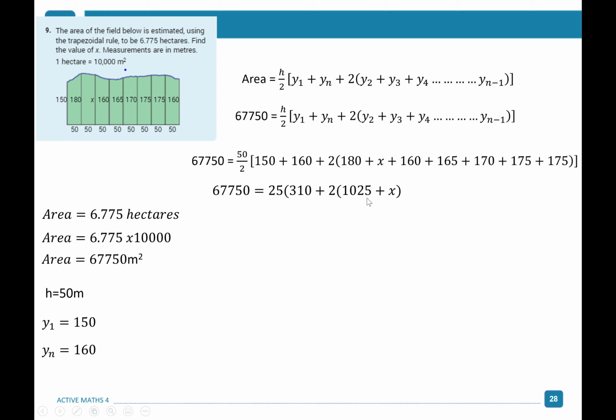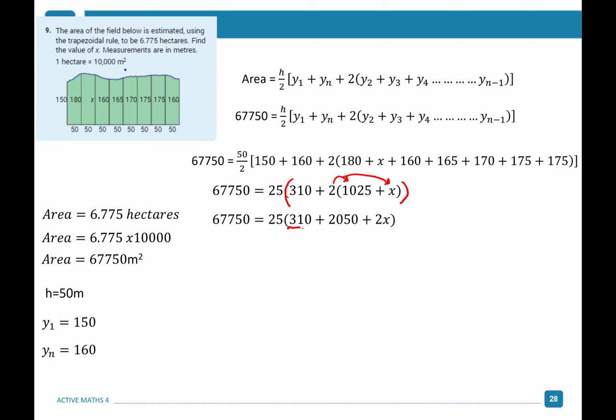And from here, I'm just going to multiply out my brackets, and you guys can probably see I'm actually missing a bracket there, because all of this value, this whole value here, is multiplied by 25. Okay, so this gives me 67,750 is equal to 25 times 310, and multiplying our 2 to both values inside the brackets gives us 2050 plus 2x.